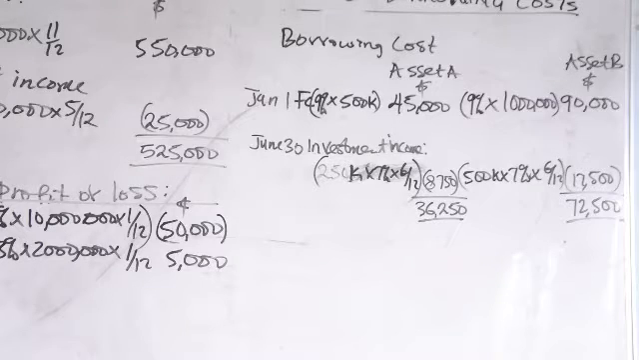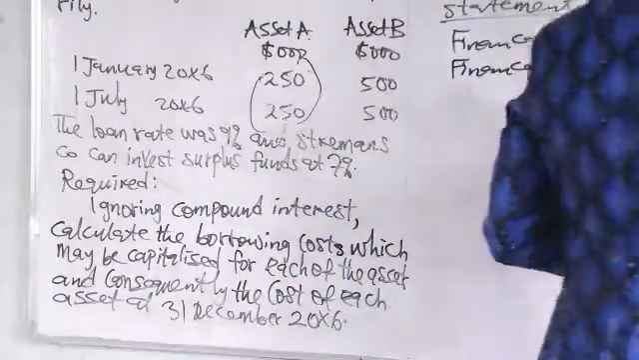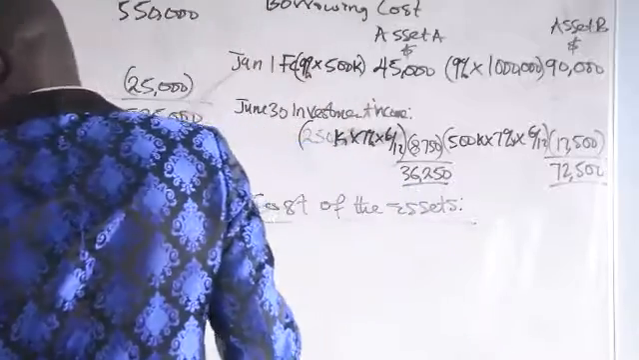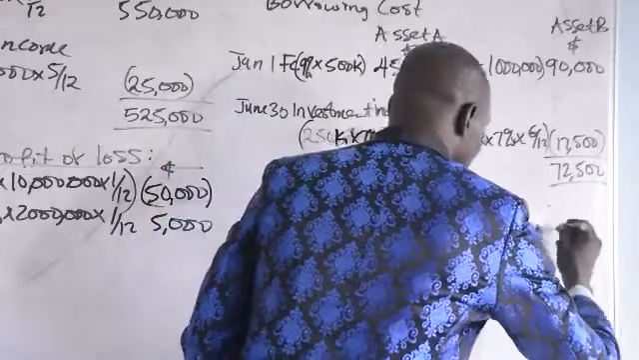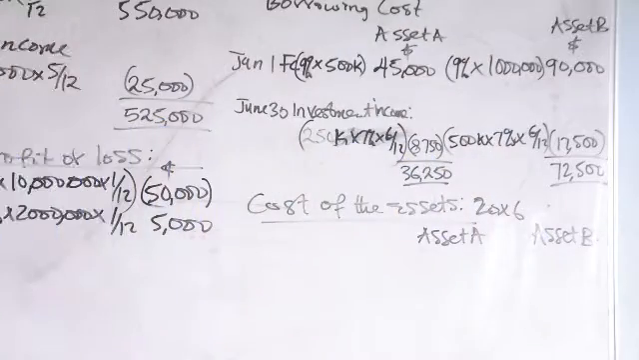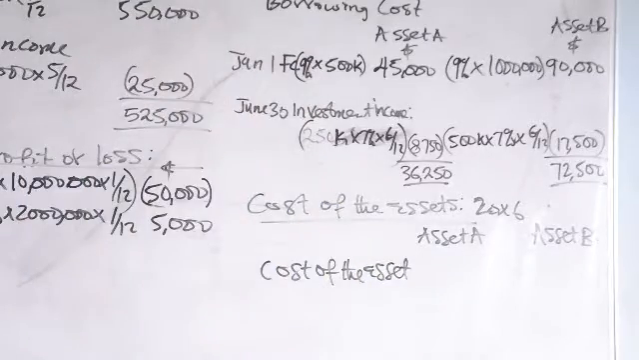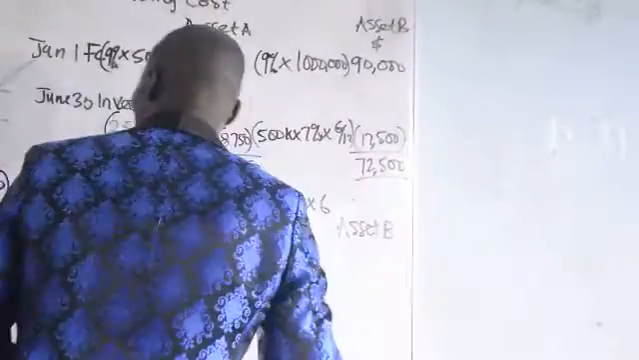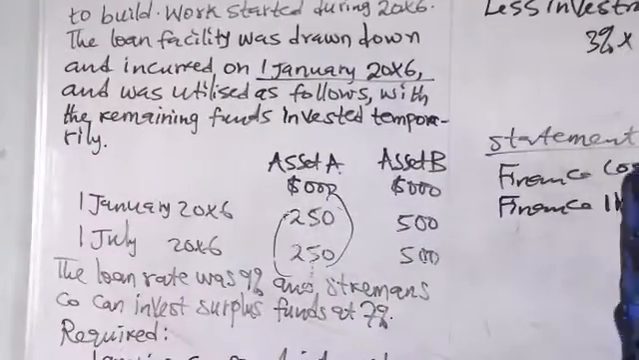Then after that, how much will be the cost of the asset? You have to calculate the borrowing cost which may be capitalized for each of the assets, and consequently the cost of each asset at 31st December 20x6. So the cost of the assets at 31st December 20x6, you have asset A and asset B. How much is the cost of asset A? 250,000 plus 250,000, which is 500,000. And the cost of asset B, 500,000 plus 500,000, which is 1 million.